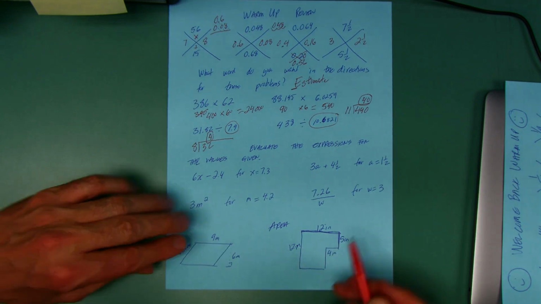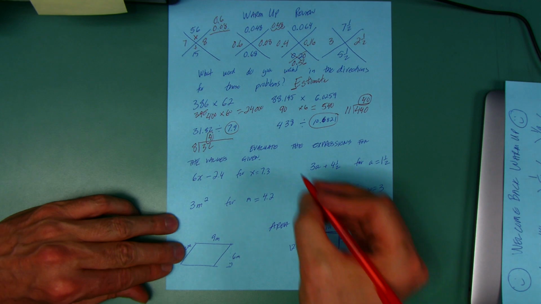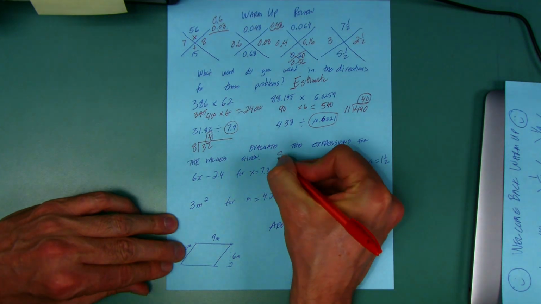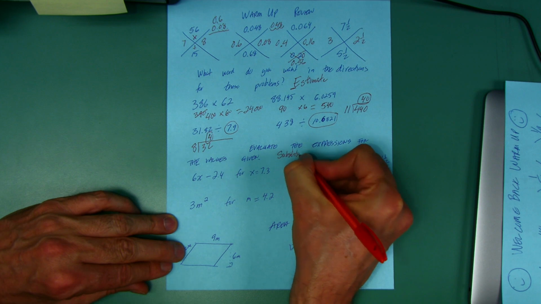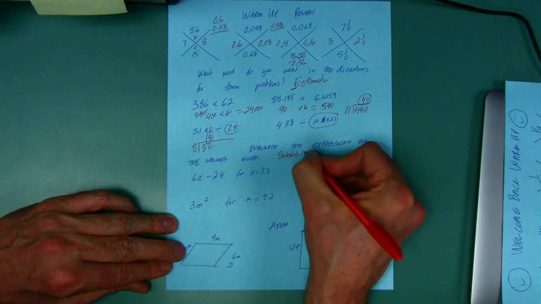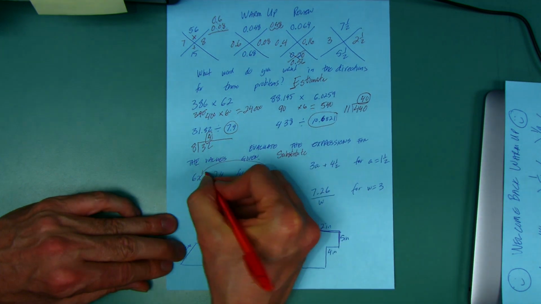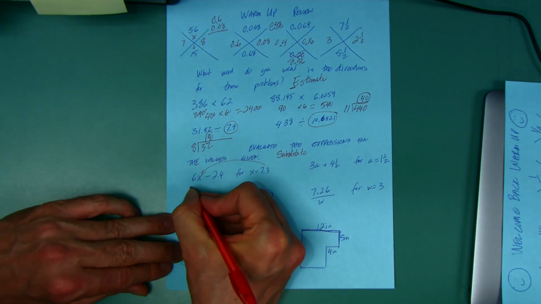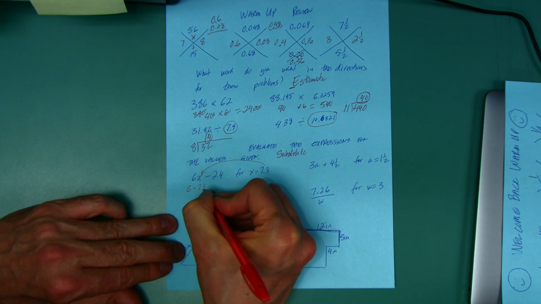Evaluate the expressions for the values given. What does that mean? I always think soccer coach. Substitute. If x equals 7.3, then I should be able to substitute 7.3 in for x. Now, what does that mean? It's not going to be 67.3. It means 6 times 7.3.